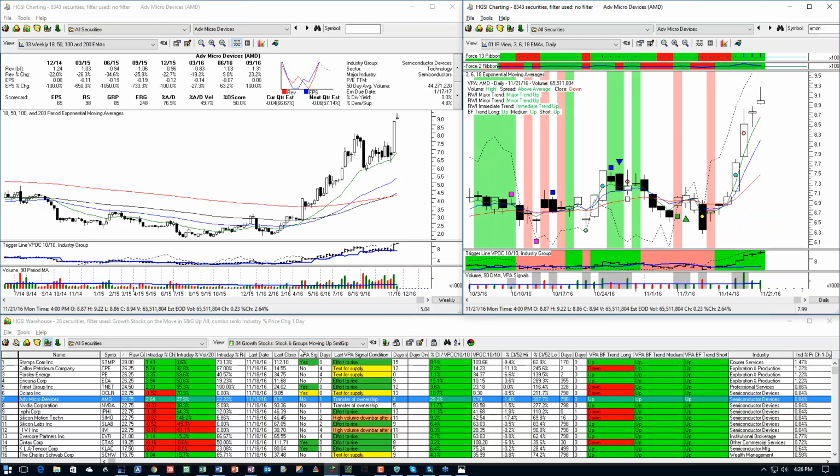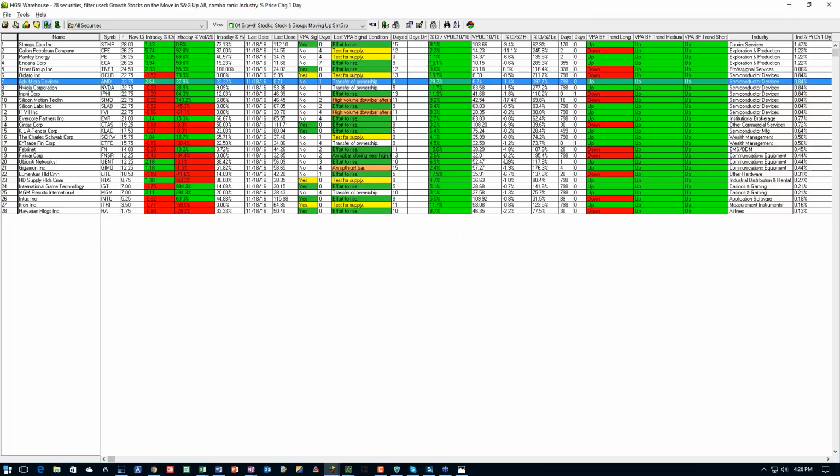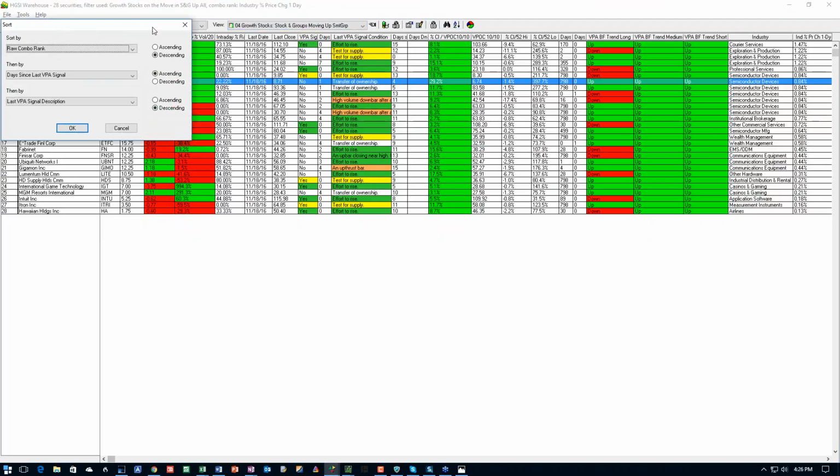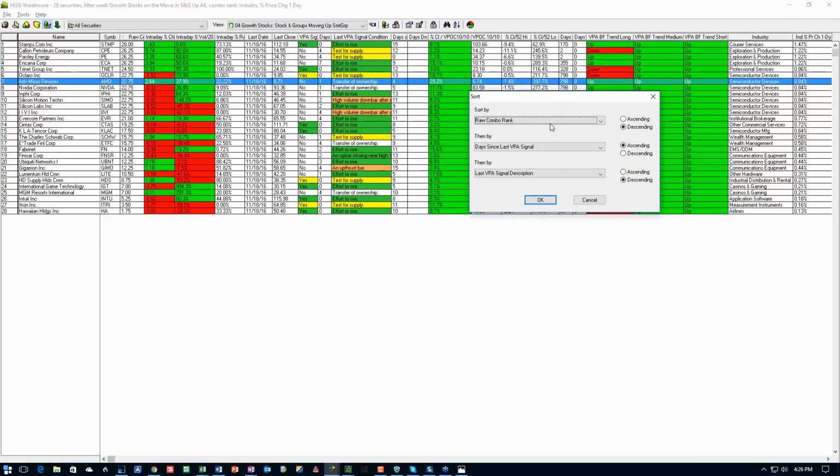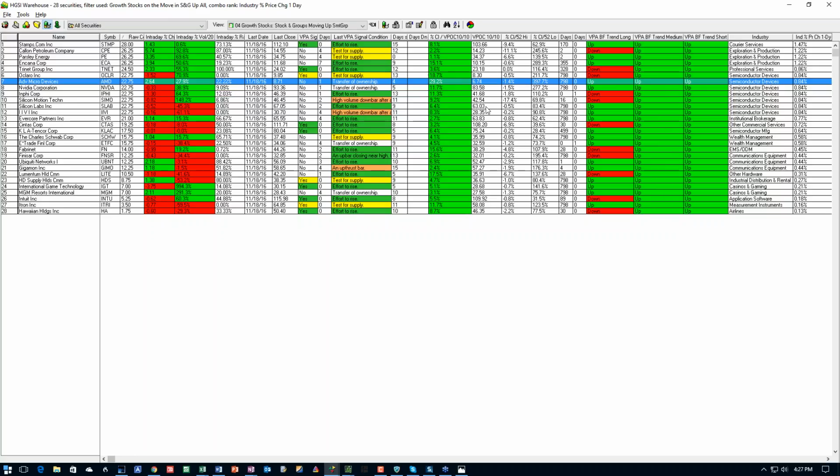Now, even though I went to this other group, because I have not changed my sort, let's make sure I haven't changed my sort. No, they're still all in place. Raw combo, days since the last VPA signal and the last VPA signal description. So if you don't change that, if you don't go over and click on raw combo, that sort will stay in place.